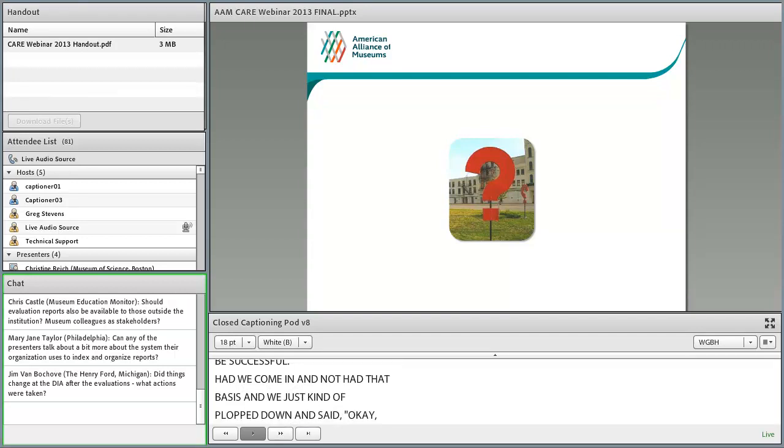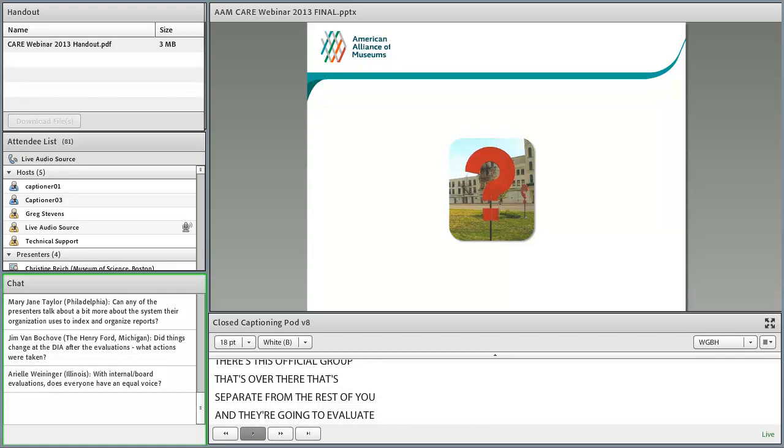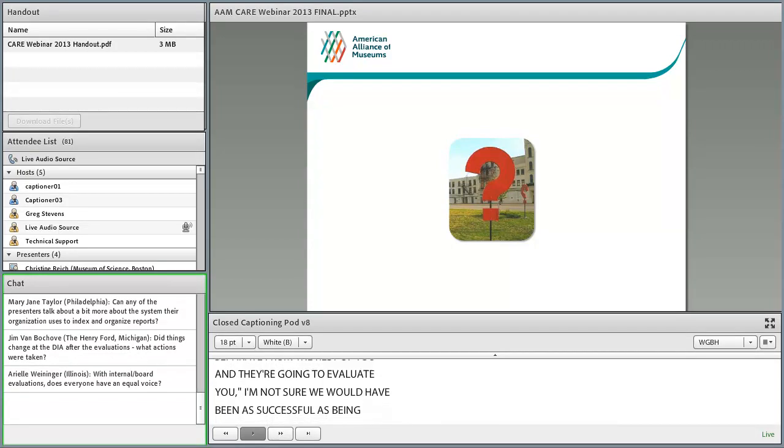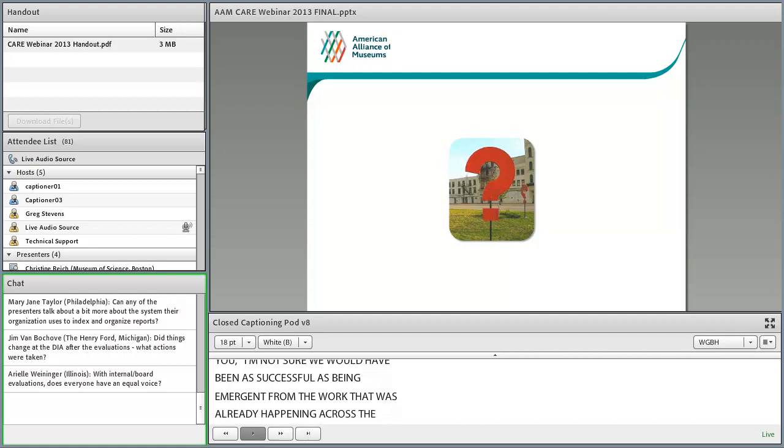Had we come in and not had that basis, and we just kind of plopped down and said, okay, there's this official group that's over there that's separate from the rest of you, and they're going to evaluate you, I'm not sure we would have been as successful as being emergent from the work that was already happening across the different departments. And so it might feel a little awkward at first, but I think a critical part in these groups is forming a coalition for change.